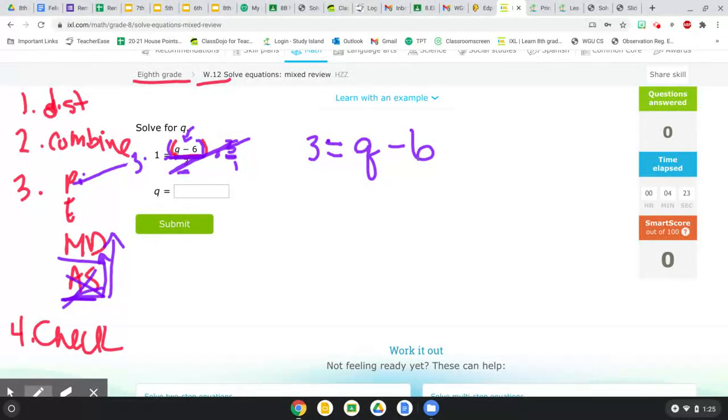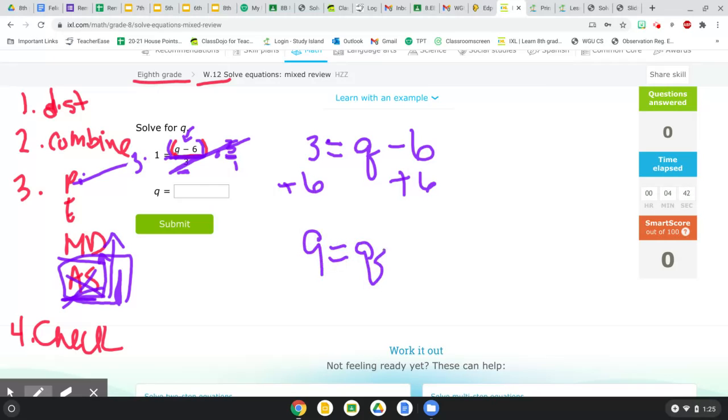Remember, I always start in reverse order. So I'm thinking, do I have adding and subtracting again in my PEMDAS? Well, I do, so I have to come back to that. I need to take care of this minus 6 now and add 6 to both sides. So now I have 9 equals Q.